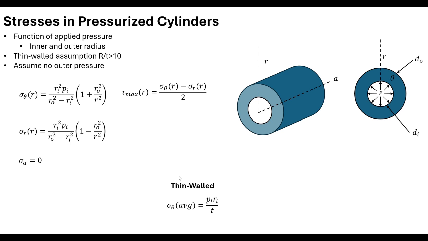Now there's a special case for thin wall pressure vessels where if your radius divided by your thickness is greater than 10, you can make a thin walled assumption, and the equation is PR over T for your average hoop stress, and the radial stress gradient is very small.